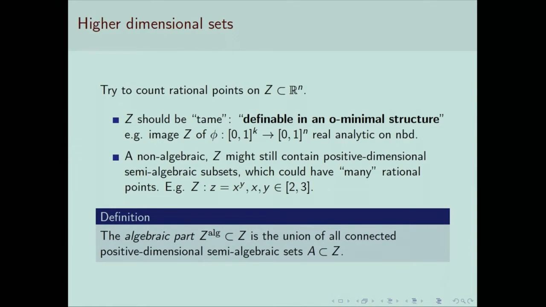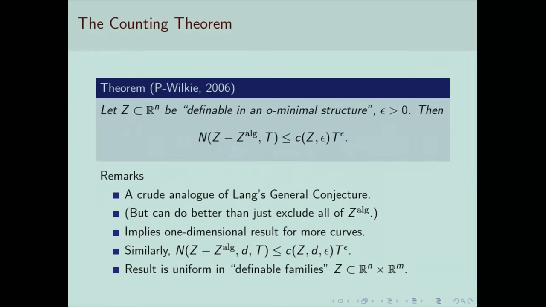But we'll see eventually that, so I'm going to now state a theorem where we exclude all of this set. But it turns out that if you eventually look at what you're proving, you don't need to exclude it all, and you can refine the statement. But for the moment, I just want to state it like this. So this is my theorem with Alex Wilkie. You take a set Z which is definable in an o-minimal structure, and epsilon. Then if you look away from the algebraic subset, you get at most T to the epsilon rational points, for every epsilon.